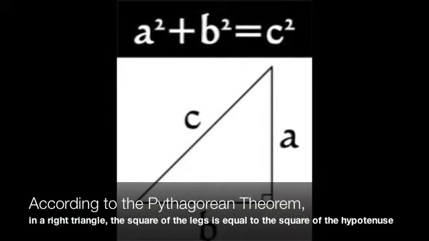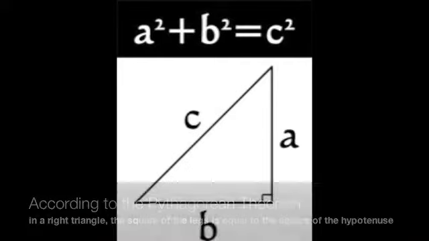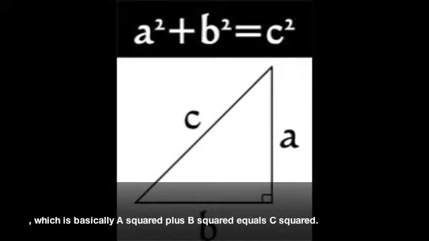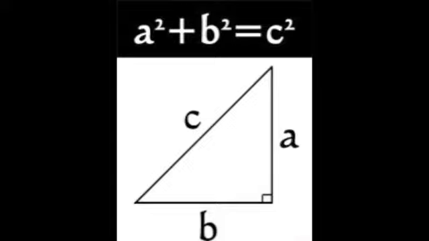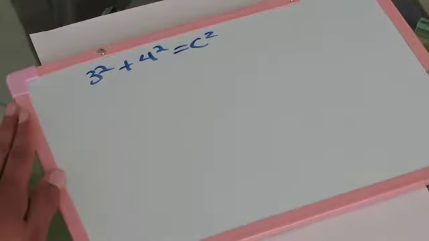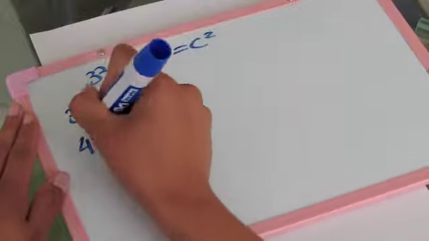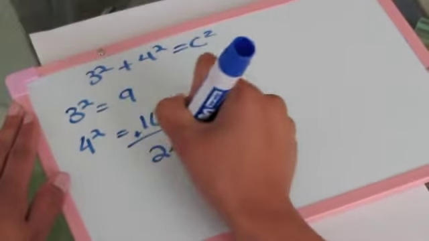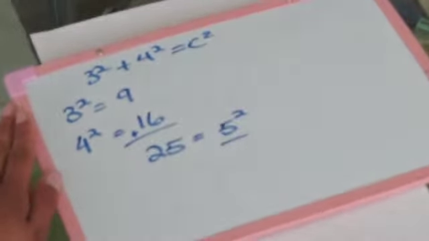According to the Pythagorean theorem, in a right triangle, the sum of the squares of the legs is equal to the square of the hypotenuse, which is basically a squared plus b squared equals c squared. 3 squared plus 4 squared equals c squared. 3 squared is 9 and 4 squared is 16. Then the hypotenuse will be 5 because 9 plus 16 is 25.